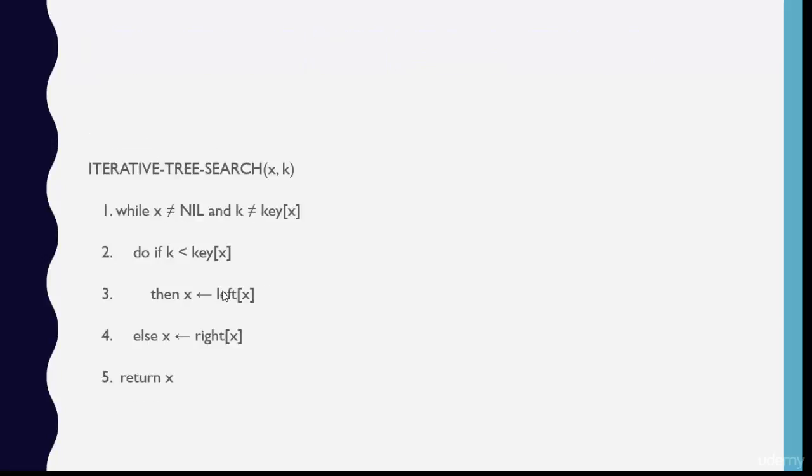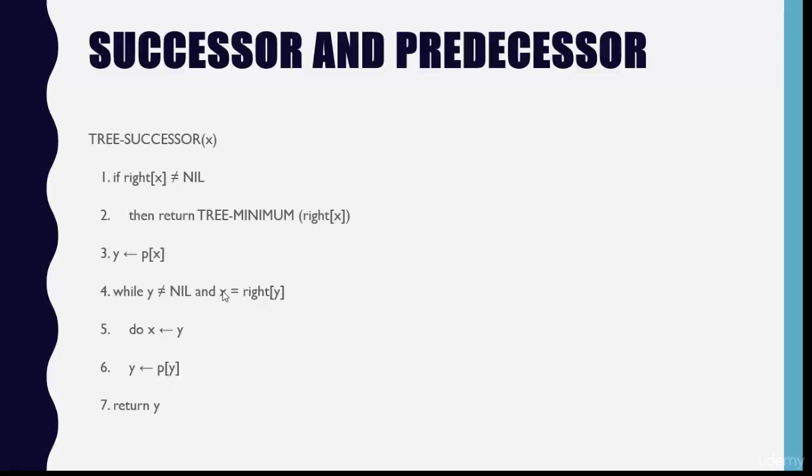Successor and predecessor. Given a node in a binary search tree, it is sometimes important to be able to find its successor in the sorted order determined by an in-order tree walk. If all keys are distinct, the successor of a node x is the node with the smallest key greater than key of x.